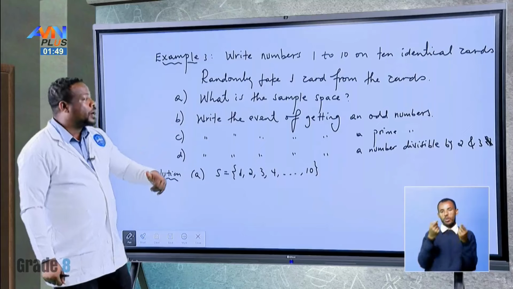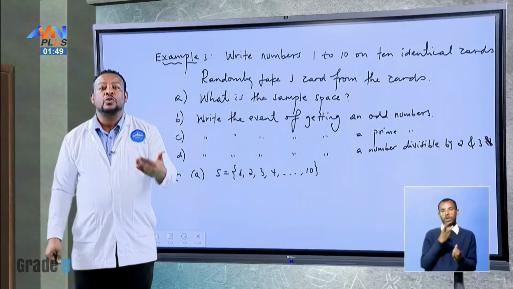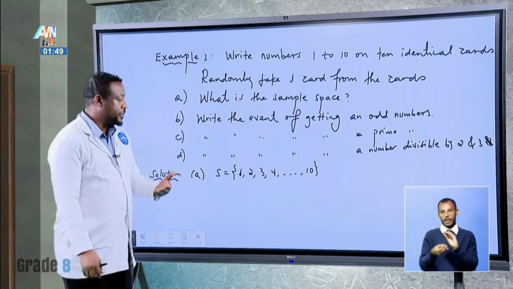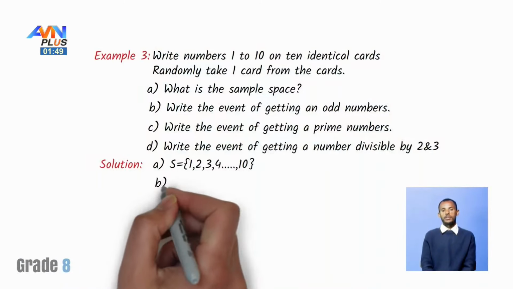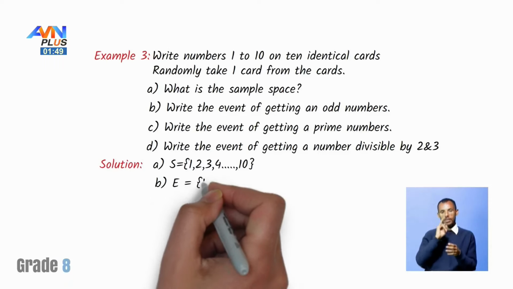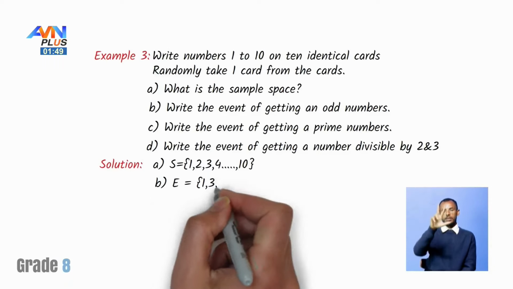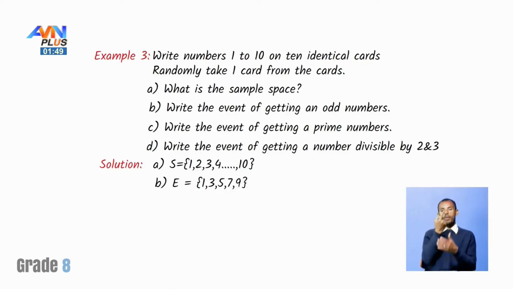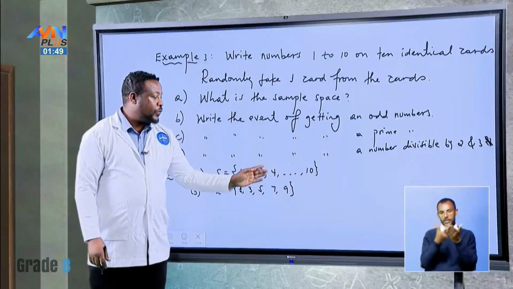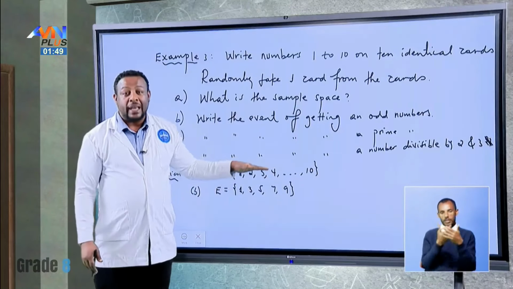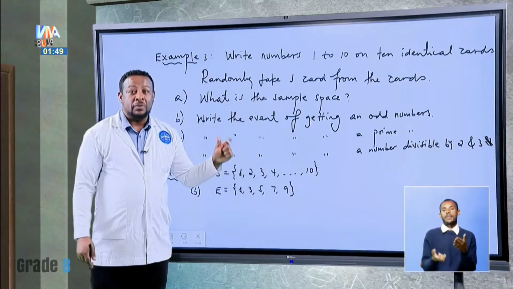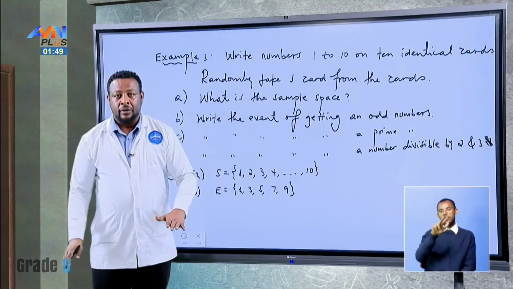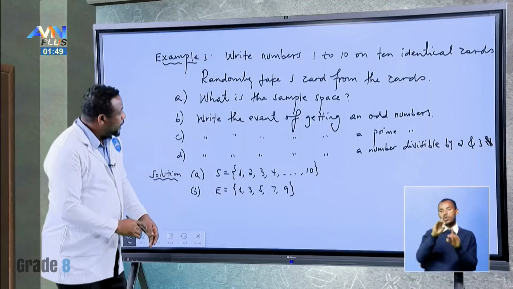When we see the B part, in B we are asked to list the events of getting an odd number from these cards. So the event in this case is 1, 3, 5, 7, 9. We have only these odd numbers in this set. Okay, if you completely list out all the elements in S, you can observe the odd numbers 1, 3, 5, 7, 9. You don't have any other option.